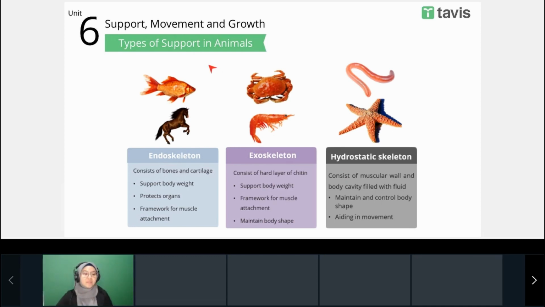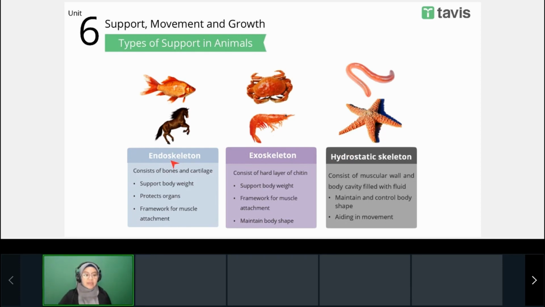Okay, guys, we have a lot of animals in this world, right? So we divide those animals into three categories. The first one, endoskeleton. Endo indicates inside the body, the skeleton inside the body. The second one is the exoskeleton, the skeleton outside the body. Exo stands for outside. And the third one is hydrostatic skeleton. This animal doesn't have a skeleton.